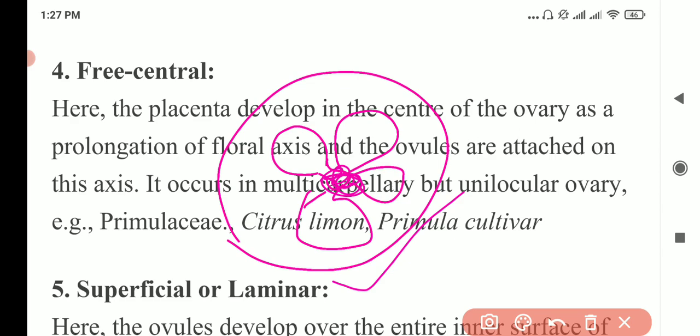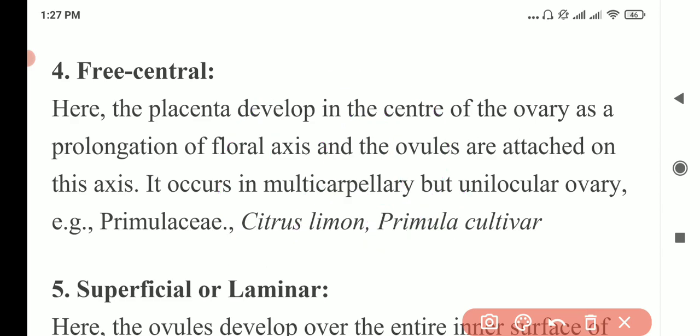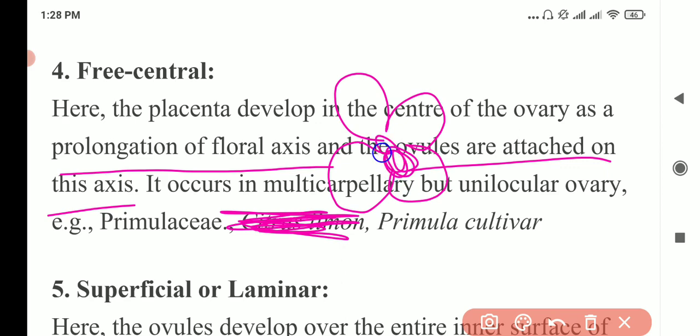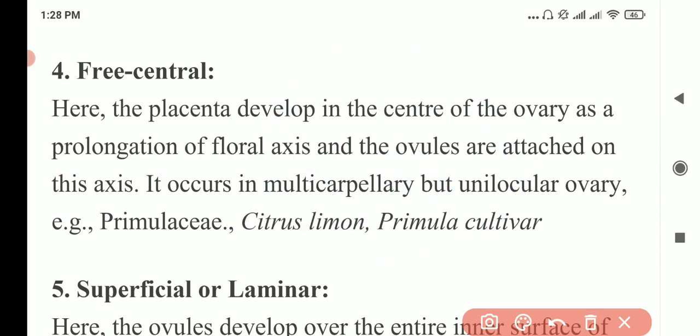Let's read what's written. This example is wrong, my mistype. So here the placenta develops in the center of the ovary as a prolongation of the floral axis, and the ovules are attached on this axis. Just imagine a flower like this. This is the axis in the middle, and this is the ovary chamber. The example is Primula; ignore the other one.